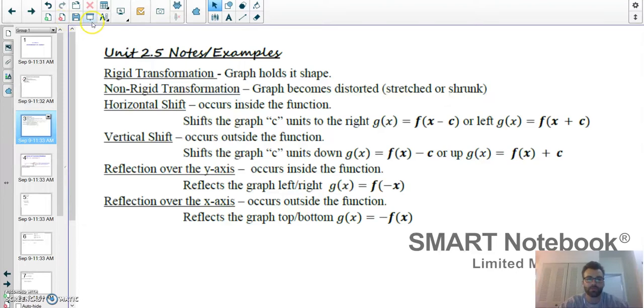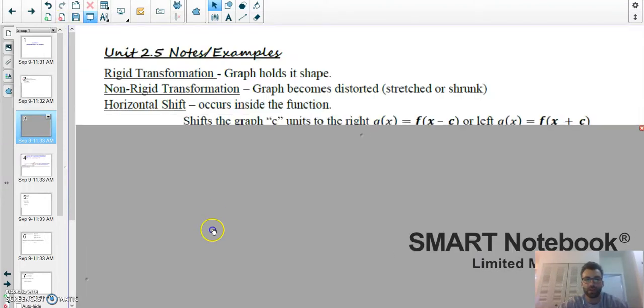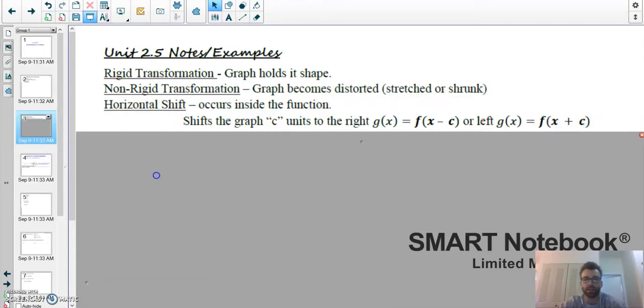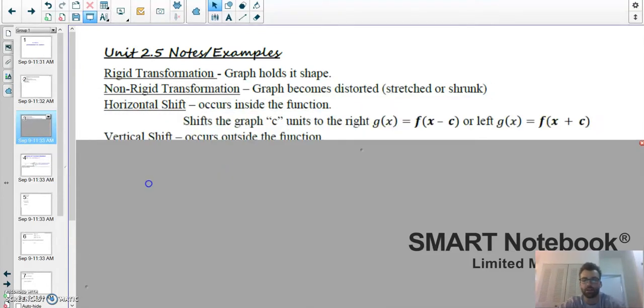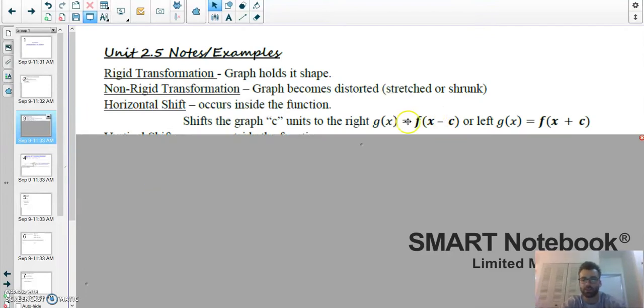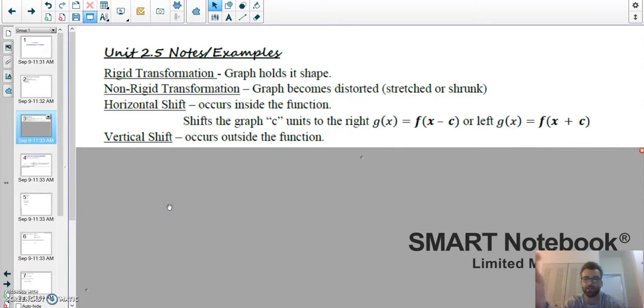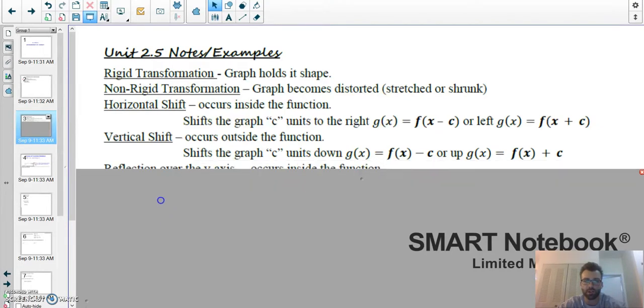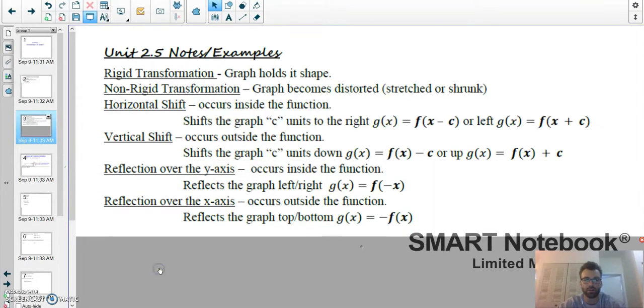A lot of today focuses on our horizontal shift, which are things that occur inside our function. It looks like this a little bit, f of x minus c inside the function. A lot of this stuff you may have seen before in your previous Algebra 2 courses. And we're talking about vertical shifts as well. We'll talk more about reflection in a little bit here.